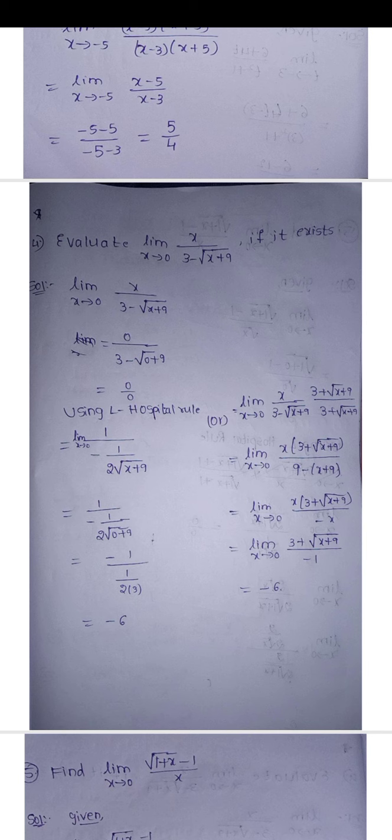So 1 by, in place of x we substitute 0, so 1 by minus 1 by 2 root of 0 plus 9. Root 9 means 3, so minus 1 by 2 into 3, which is minus 1 by 6, so the answer is minus 6. We can do it by using L'Hospital rule also, but another way is also there to solve this problem. I have written it on the right side, you can see: limit as x tends to 0 of x by 3 minus root of x plus 9.